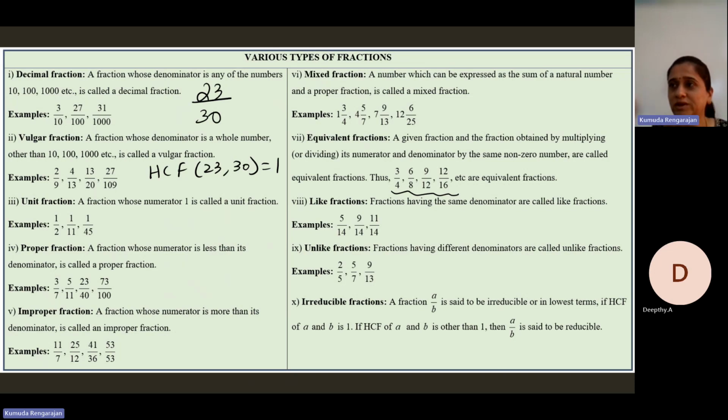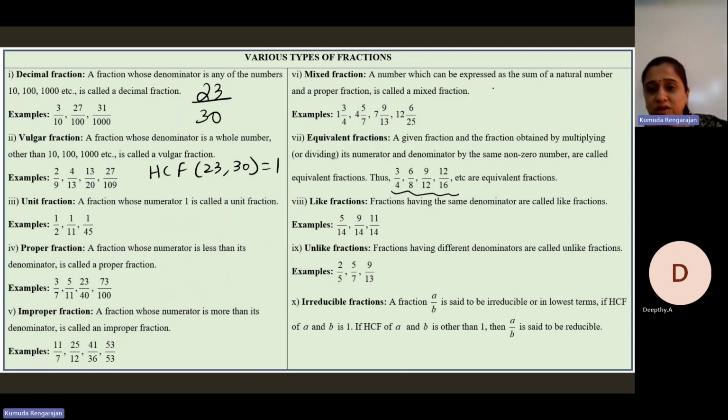In one table, 1 times 23, 1 times 30, you'll get back 23 by 30. If you try to simplify by 1, 1 into 23 is 23, 1 into 30 is 30, so again you'll get 23 by 30. So if the HCF of the numerator and the denominator is 1, then the fraction is said to be in the irreducible form. If the HCF is something other than 1, then the fraction is said to be in the reducible form.